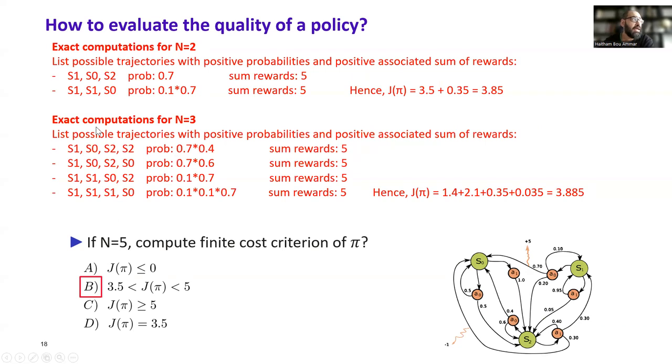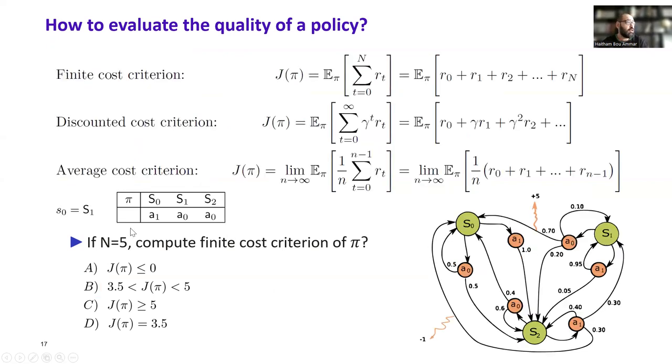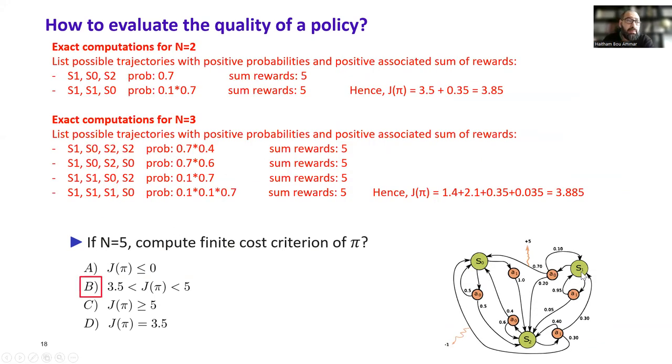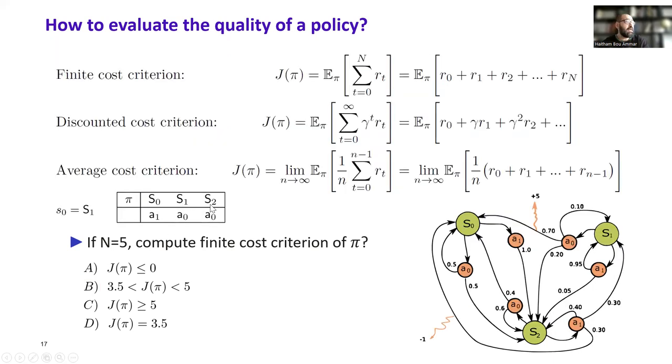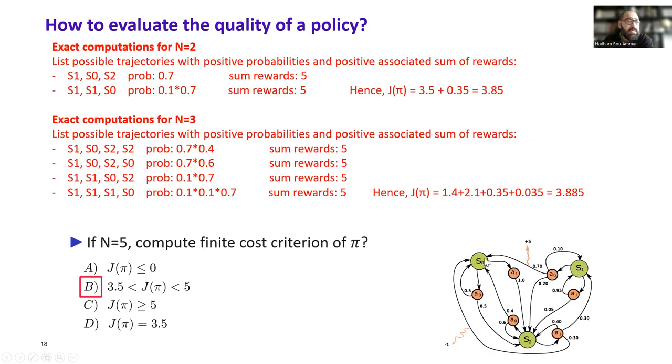Now if we are applying our policy, we notice that we could go from S1, if we apply the action A0 according to my policy. So if I'm at S1, I need to apply action A0, and then I might go from S1 to S0. And then if I am at S0, the policy tells me to apply an action A1, and that means I will go to S2. So this is the first triplet I can get, going from S1 to S0 to S2.